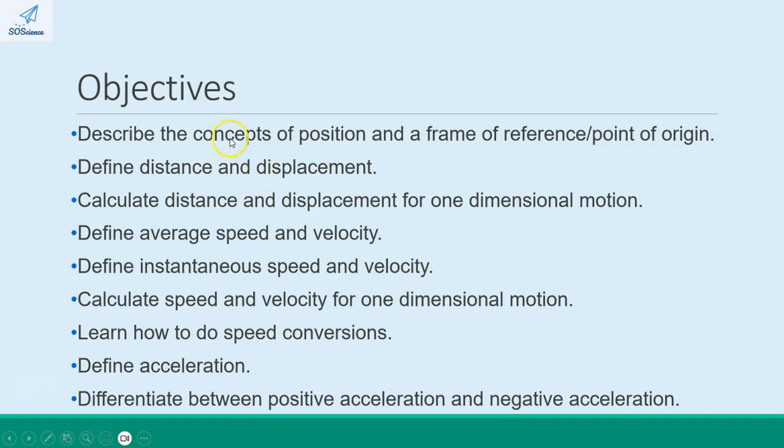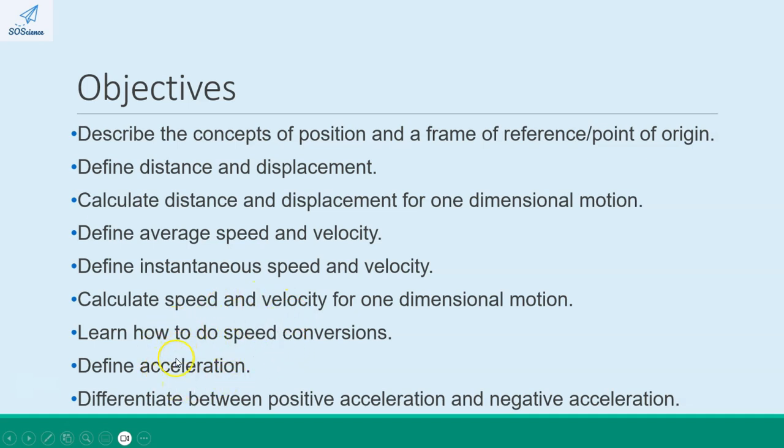We will define distance and displacement. We will calculate distance and displacement for one-dimensional motion. This whole section only deals with motion in one dimension. We will define average speed and average velocity, as well as instantaneous speed and instantaneous velocity. We will calculate speed and velocity for one-dimensional motion. We will learn how to do speed conversions.